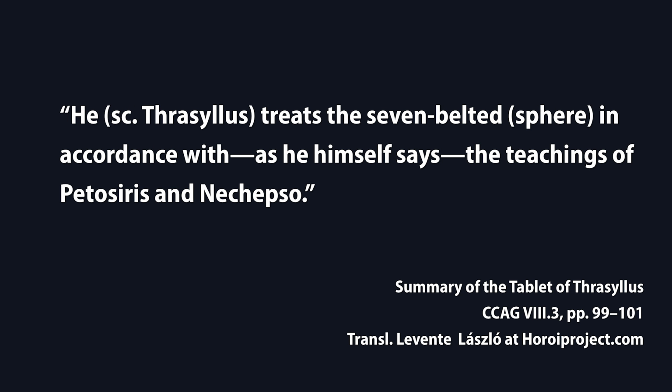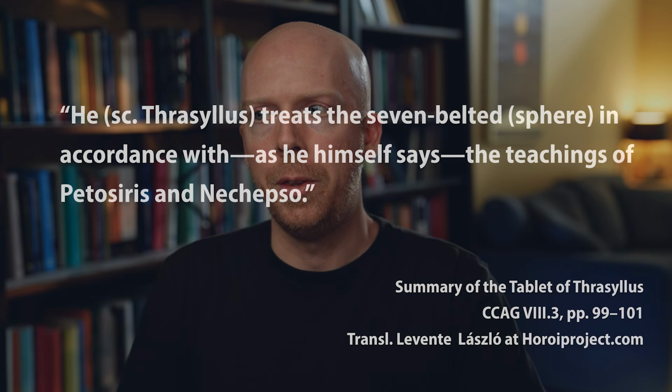So we have, fortunately, a summary of Thrasyllus' astrological text that survives. But in this summary, it says at one point, quote, he, that is to say, Thrasyllus, treats the seven zone sphere in accordance with, as he himself says, the teachings of Petosiris and Nechepso, end quote. And this is from the translation by Levente Laszlo of the Horai Project at horaiproject.com.